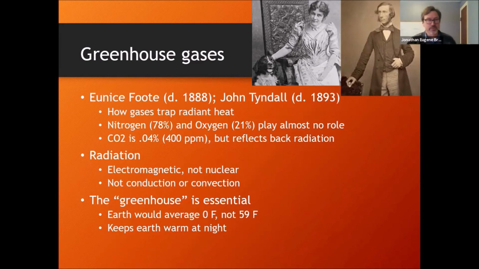The point here is that for the planet Earth, the greenhouse is essential. We know that without our atmosphere, the average temperature on Earth would be 0 degrees Fahrenheit, really cold, not the average of 59 degrees that we have today.